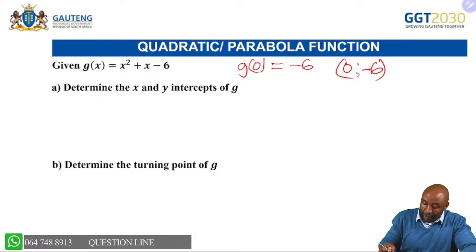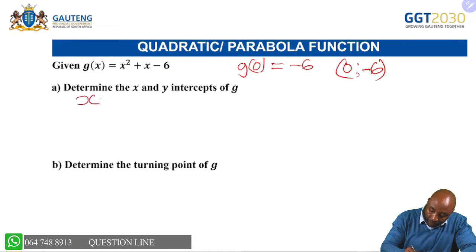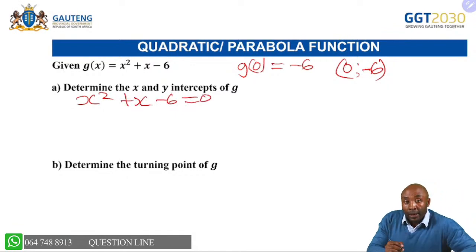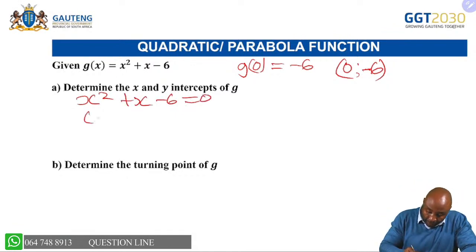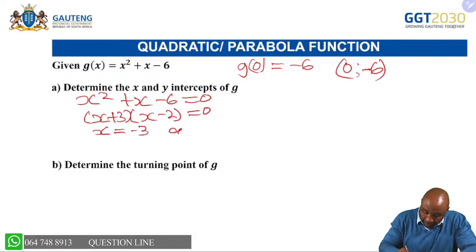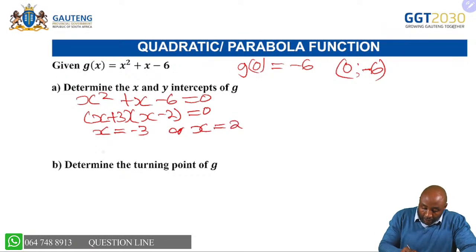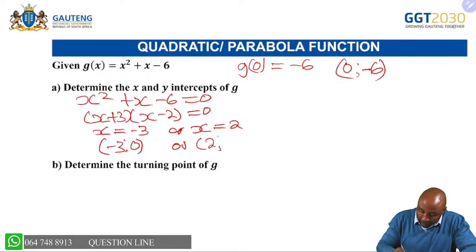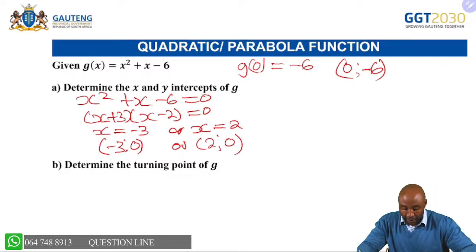Then to get the x-intercept, I am solving the equation x squared plus x minus 6 is equal to 0. Factorization is easier. I'll have x plus 3, x minus 2 equals to 0. I'll get my x as negative 3 or my x as positive 2. I'll encourage you to always write the x-intercepts as coordinates. You will have your negative 3 and 0, or your 2 and 0.